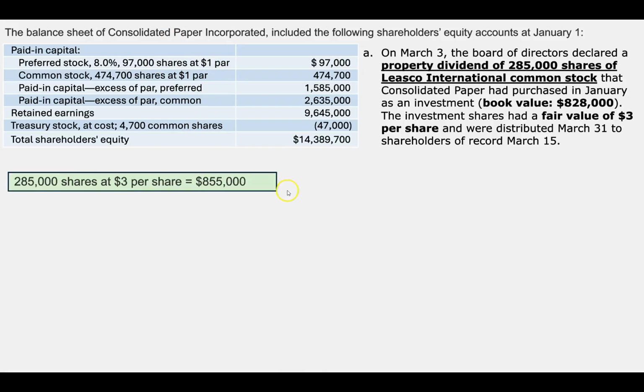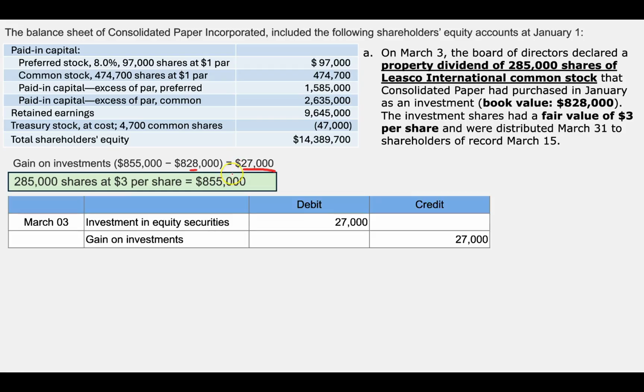First thing we have to do is record the gain on investment. First step is whenever we distribute property as a dividend, it has to be at the fair value on date of declaration. So we're told that we purchased the stock in January for $828,000, and by March, the fair value is $3 a share. So if we take the 285,000 shares at $3, the fair value of Liasco International common stock is $855,000, and our book basis is $828,000. So we have to write up our investment by $27,000 in order for it to be at its fair value when we record the declaration.